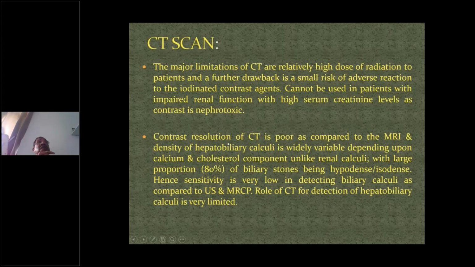And also the contrast resolution is poor as compared to the MRI. And the density of hepatobiliary calculi is very widely variable, unlike renal calculi, and most of them are not hyperdense. So it is very difficult to pick them. And sensitivity is very low in detecting biliary calculi, and the role of CT for detection of hepatobiliary calculi is very limited.